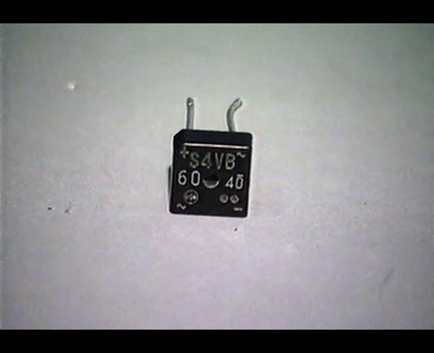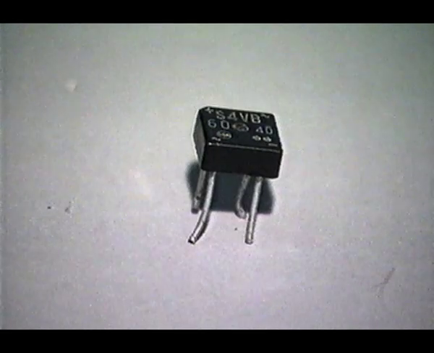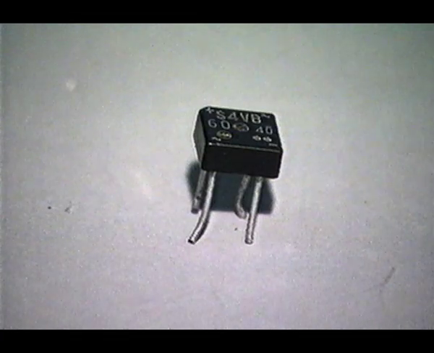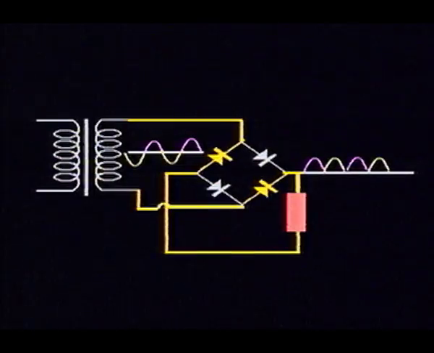This is a bridge rectifier. It is made up of 4 power diodes connected to each other. It has 4 terminals and is also called a full wave rectifier because it gives rectified full waves.